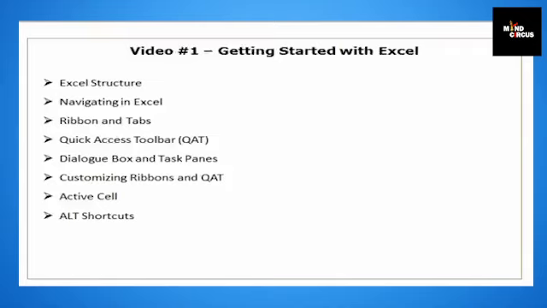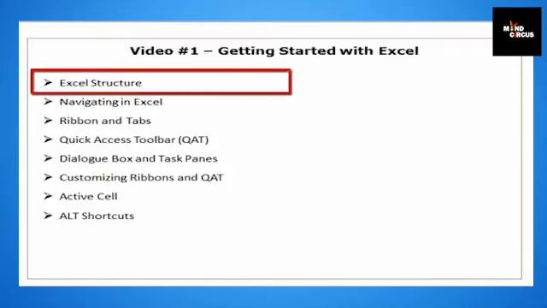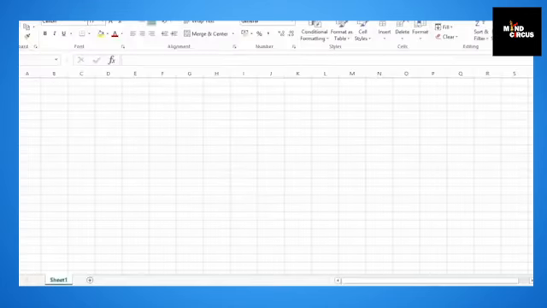Now let's get started. The very first thing that I want to cover in this course is the Excel structure. So this is what you would see when you open a new workbook in Excel 2013. As of now, the title or the name of this workbook is Book 1, but if you save this with some other name, then that name appears here.